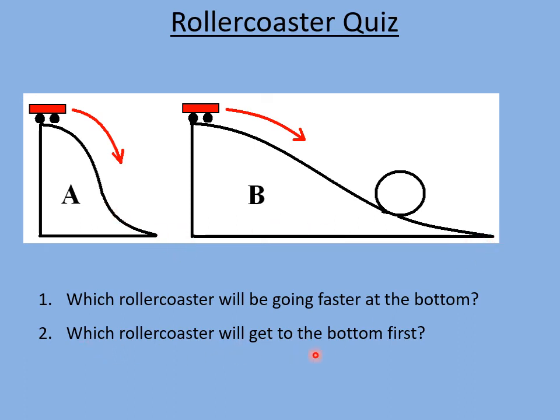Now, which roller coaster will get to the bottom first? In this case, A will get to the bottom first. A is going to accelerate faster. It has a shorter distance to travel. B will take more time. It's going to go around this loop, which is going to take some time. And so by the time it gets to the bottom, even though it's going just as fast as A, it took longer for it to reach that final speed.